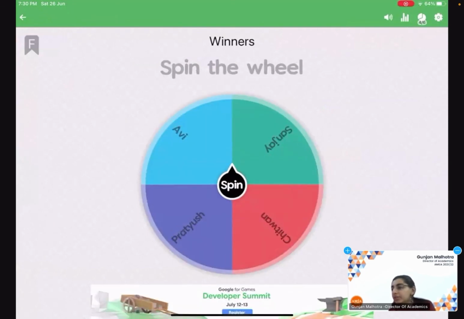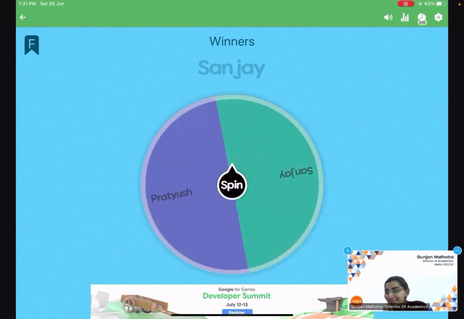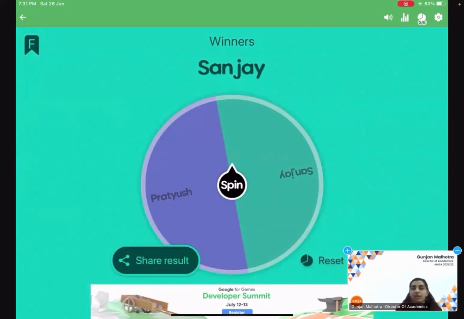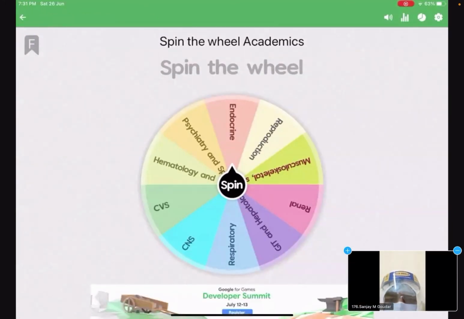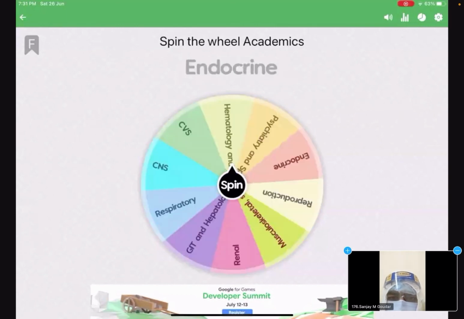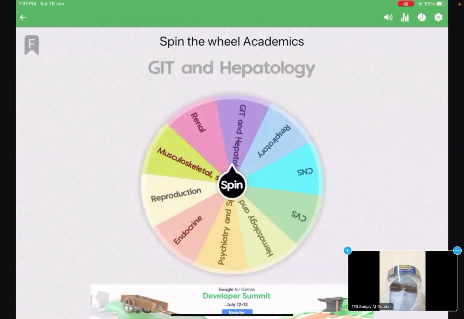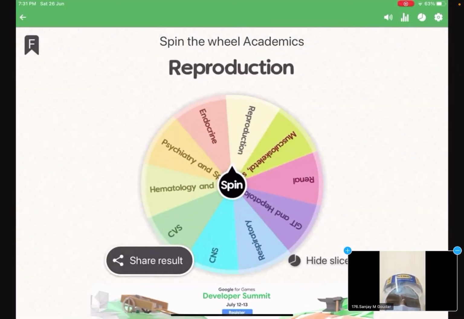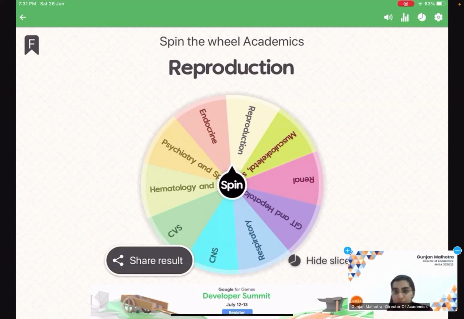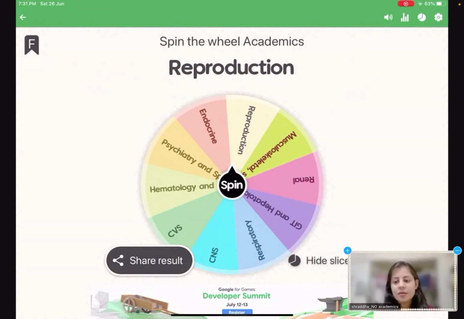Okay, let's see. So we have Sanjay and Pratyush left, right? Sanjay. I'll be using the superpower. Okay. Shraddha, you wanted to use a superpower. Can you repeat your superpower, please? Superpower is that even if he answers incorrectly, there will be no negative marking. Okay, perfect.